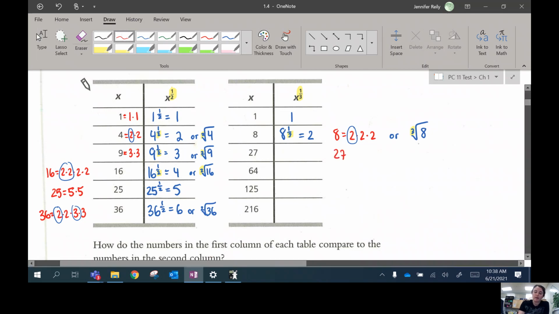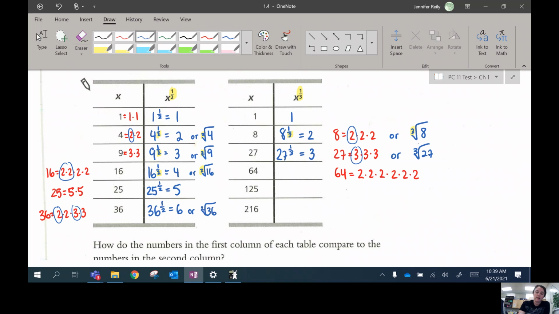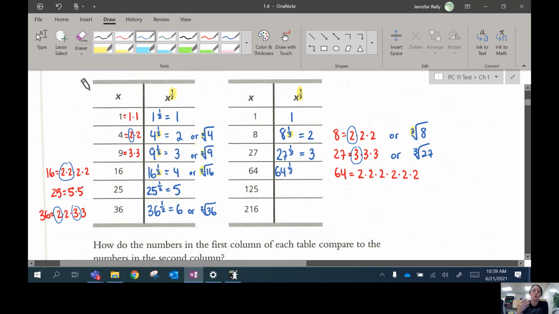27, I'll just do a couple more and then you can finish it off. It's 3 times 3 times 3, so 27 to the 1/3 is asking what's 1/3 of the way to 27? Well, it would be 1 of these 3's. It's the same as asking what's the cube root of 27. I'll do one more, 64. If we broke that into its prime factorization, it would be 6 2's. 1, 2, 3, 4, 5, 6. So 64 to the 1/3 means what's 1/3 of the way to 64? So 1/3 of these 2's would be 2 of them. So that would be 4. Another way of asking that is what's the cube root of 64? It's the same answer, 4.